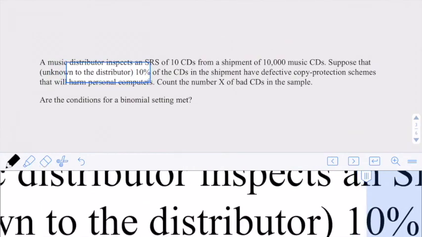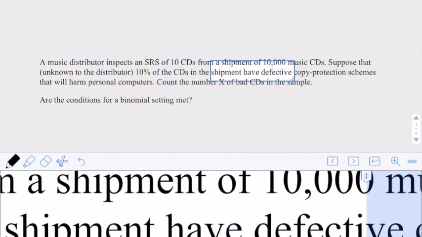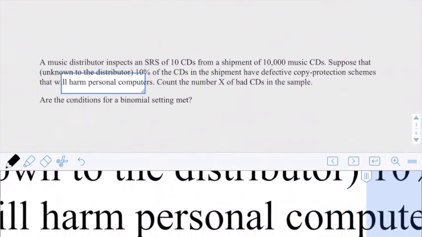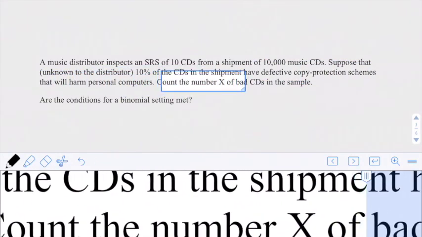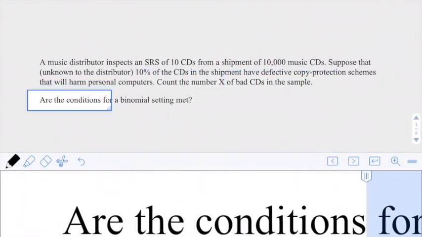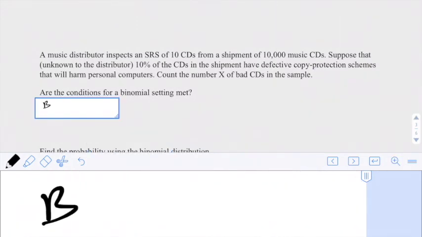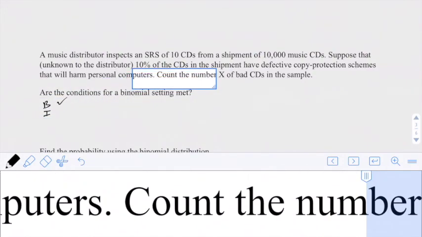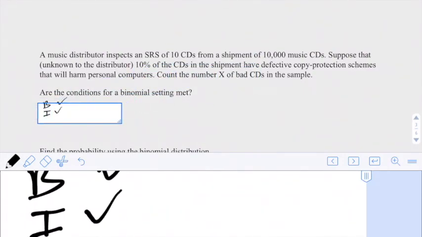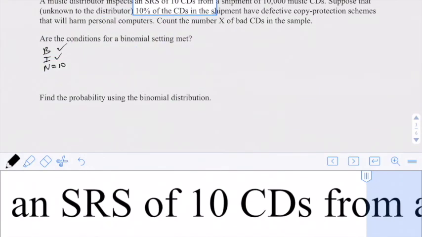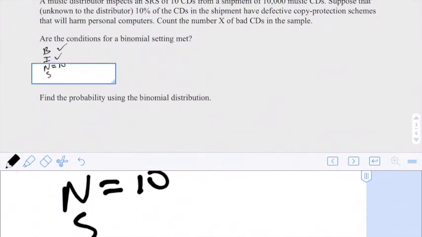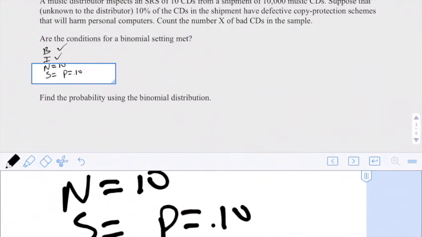A music distributor inspects an SRS of 10 CDs from a shipment of 10,000 music CDs. Suppose that, unknown to the distributor, 10% of the CDs in the shipment have defective copy protection schemes that will harm personal computers. Count the number X of bad CDs in the sample. Are the conditions for a binomial setting met? Well, let's check it. We have a binary situation, either they're defective or not. So that's met. We have independence. Each CD is independent of the other one. We can assume that. N is 10 because there's 10 CDs from that shipment of 10,000. And our same probability every time, yes, P equals 0.10.